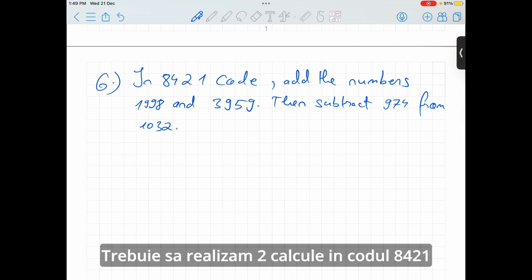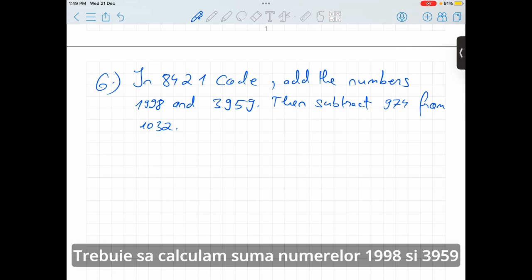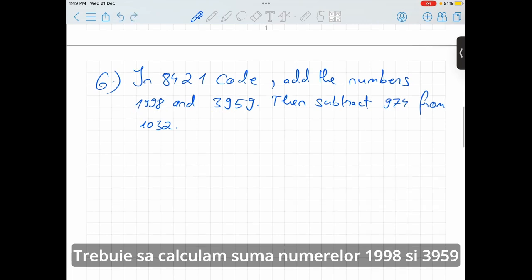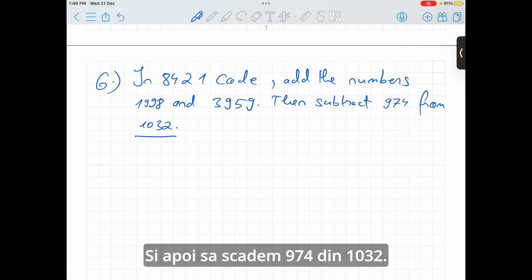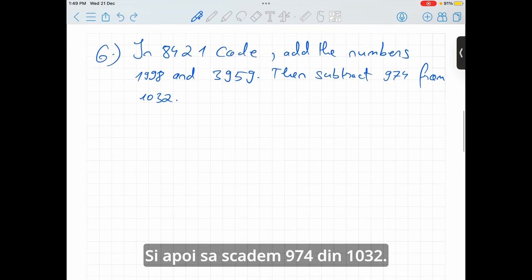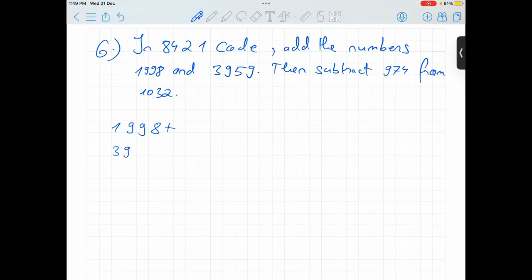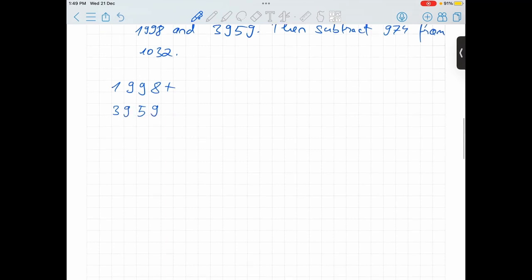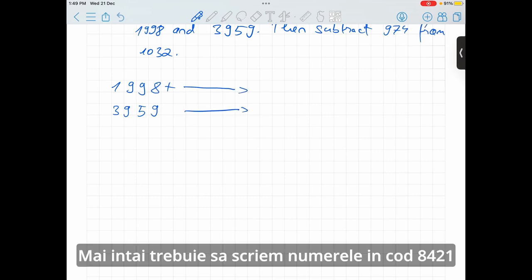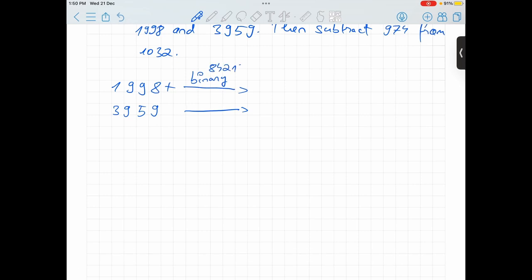In this exercise, we have to make 2 computations in code 8421. We need to add the numbers 1998 with 3959, and then subtract from 1032 the number 974. We will firstly do the first computation. In order to do this, we will firstly have to convert the numbers from decimal to binary, meaning to code 8421.